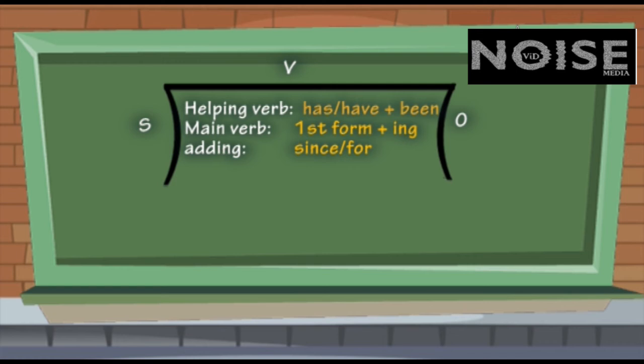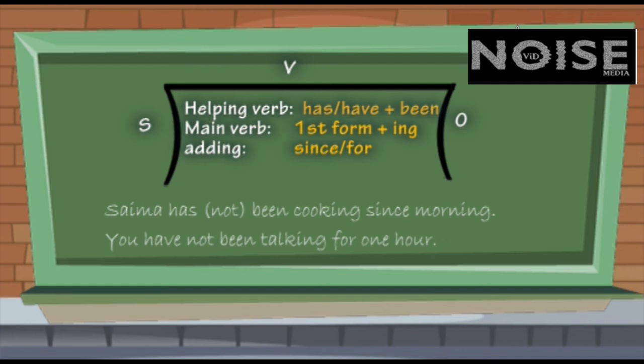Now moving to its negative form, quite easy. Simply use not after has or have. For example, look at the positive sentence. Saima has been cooking since morning will simply change into Saima has not been cooking since morning. Some people confuse the use of not here. They might use it after been. This is something very simple. We use not after has or have. Few more examples. You have not been talking for 1 hour.